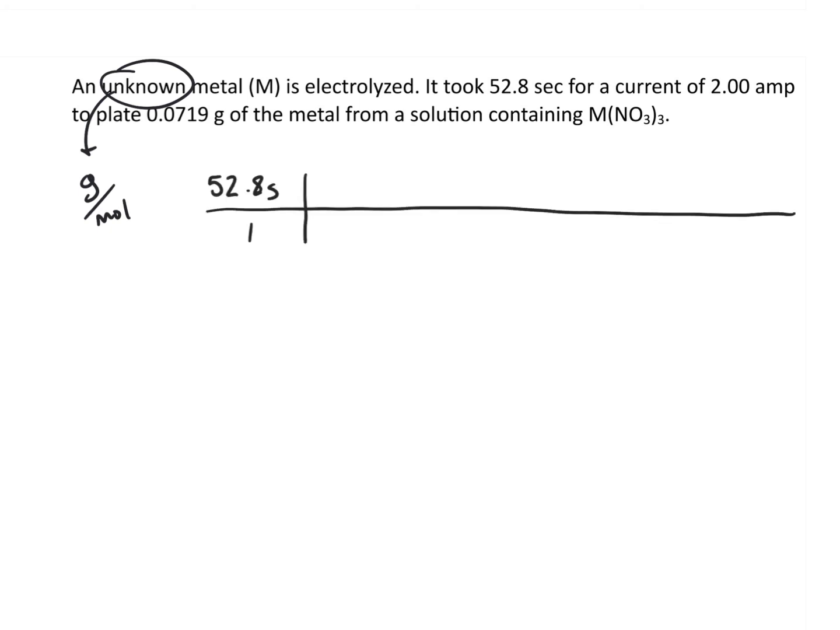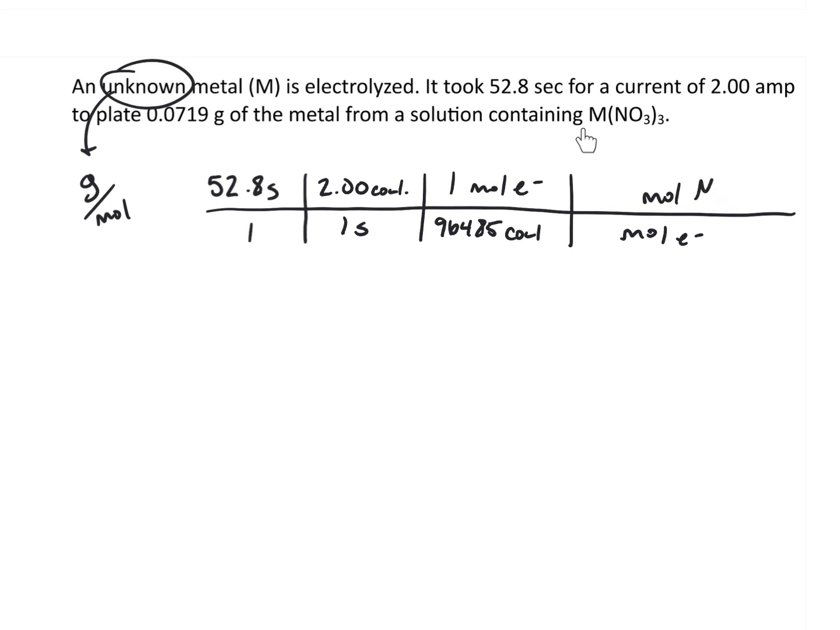So I begin with the time, 52.8 seconds, and I use the amperage, which once again, amps are coulombs per second, so I put 2.0 coulombs on top and 1 second on the bottom. I multiply that by Faraday's constant, which has 1 mole of electrons on top and 96.45 coulombs on the bottom. And then finally, I figure out how many moles of electrons of that M. Now it started out as part of a solution of M nitrate. Well, each nitrate's a -1 charge ion, so M must be a +3 charge ion. And it went from +3 to solid metallic M, which is 0, so that must once again be 3 moles of electrons transferred.